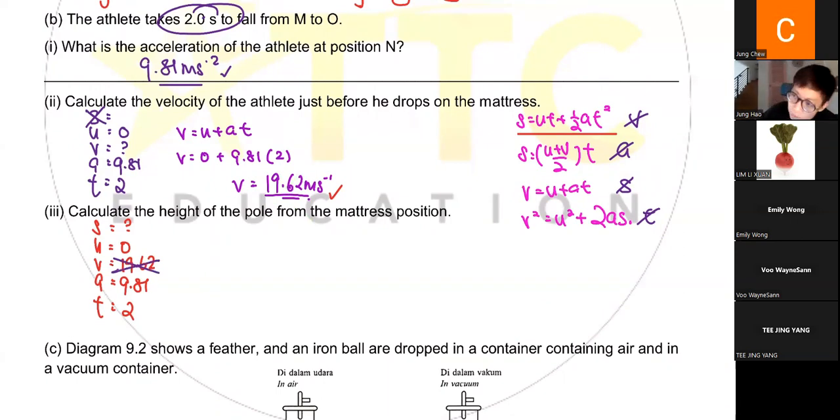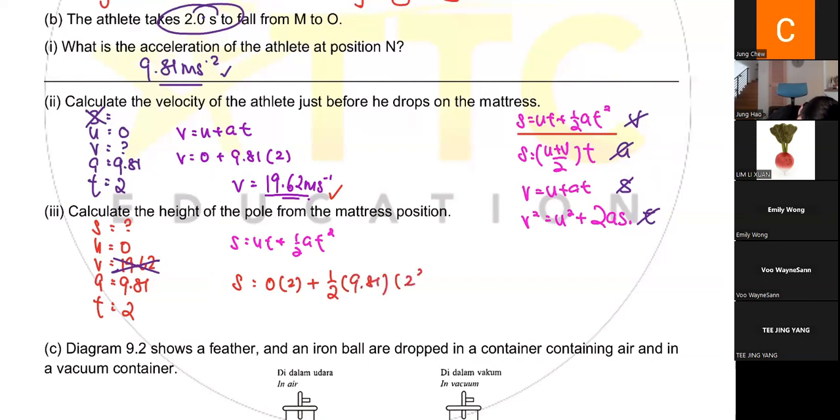So therefore, I will try to use the formula without V, which is S equals to UT plus half AT squared. So I don't rely on the formula. I rely on my own answer. I use something that's not related to my formula. So S equals to 0 times 2 plus half times 9.81 times 2 squared.